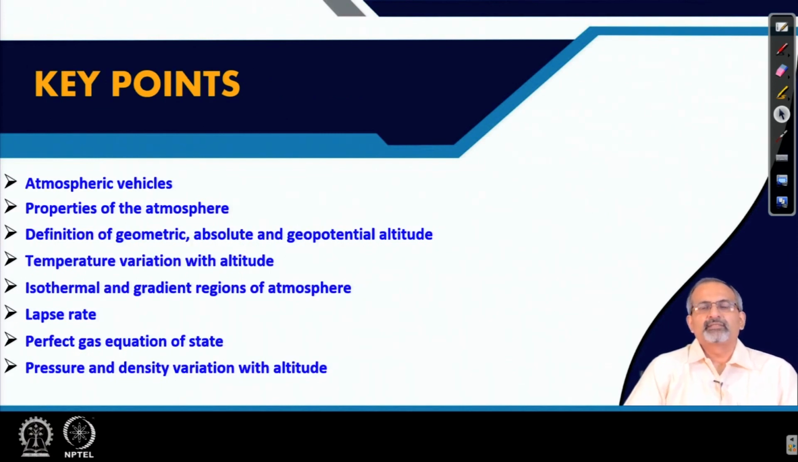What are the key points for the lecture? They include atmospheric vehicles, properties of the atmosphere, the different altitudes, geometric, absolute and geopotential, temperature variation with altitude, the isothermal and gradient regions, lapse rate, perfect gas equation of state, pressure and density variation.